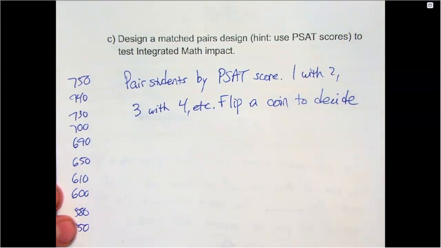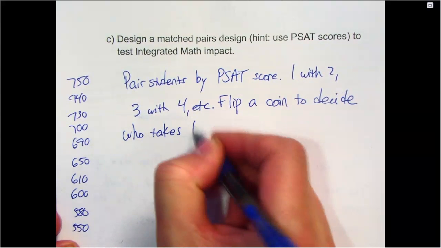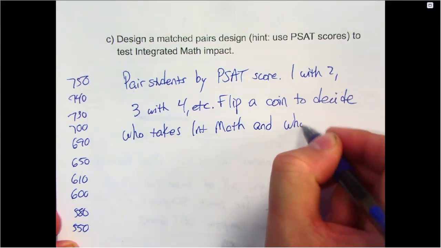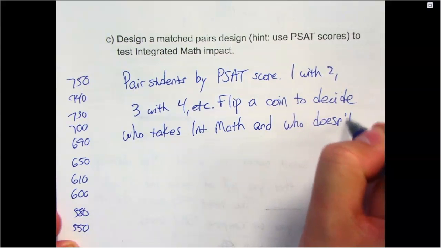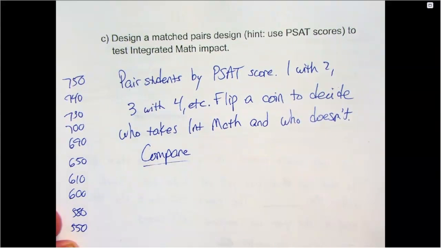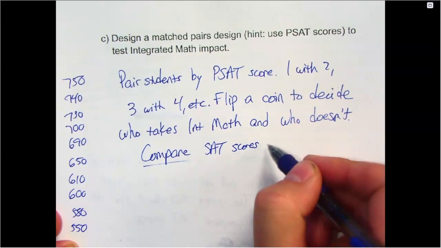And if you want to, instead of flipping a coin, you could number them 1 and 2, put them in a hat, mix them up, and pull out a number. But it's a lot faster to flip a coin. Flip a coin to decide who takes integrated math and who doesn't. Remember, comparison is one of the things in the experiment. Also compare SAT scores at the end.